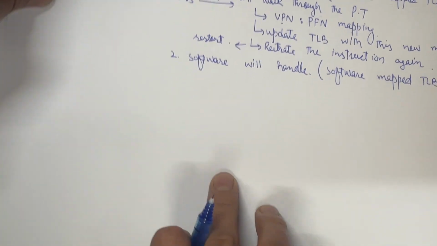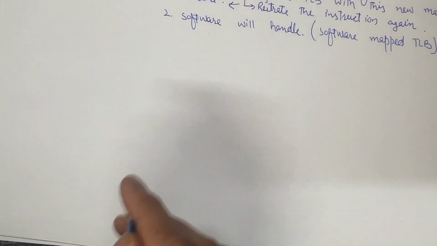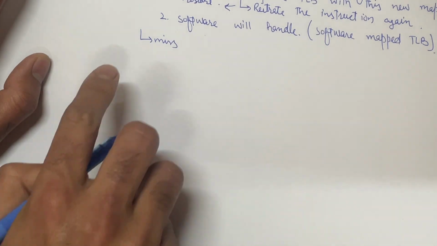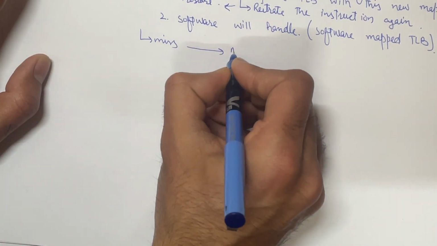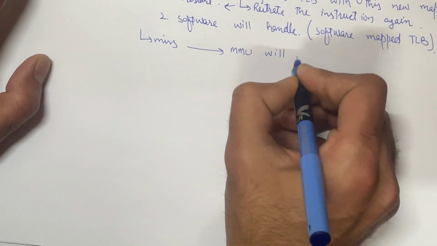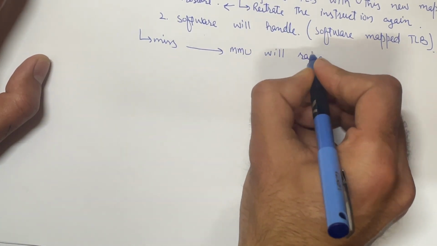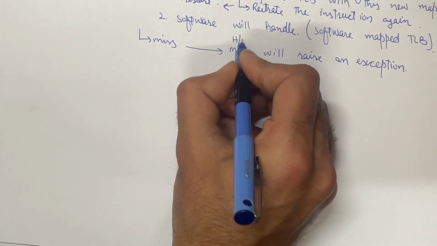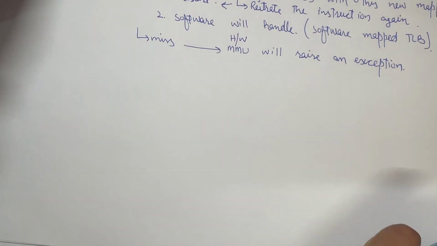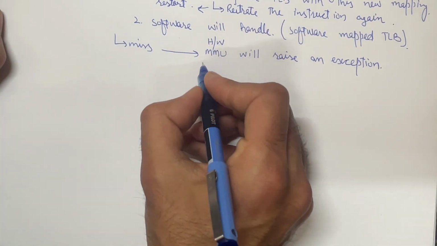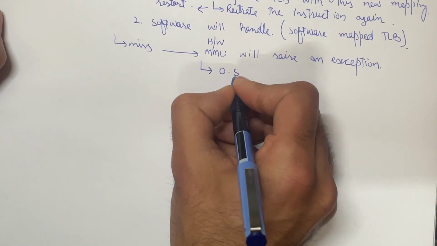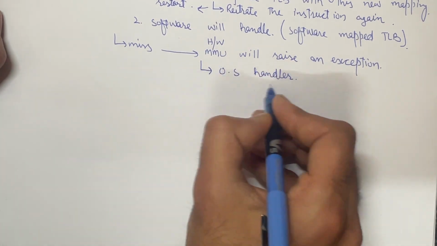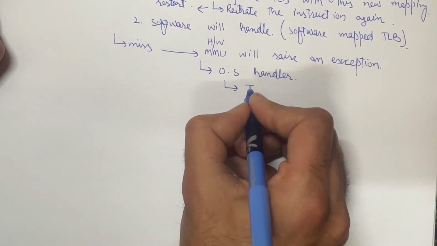Now let's go to the software mapped TLB. What is happening in the software TLB? There is a miss in the TLB. When there is a miss in the TLB, the MMU will raise an exception. MMU is hardware, so that means hardware is raising an exception. And we already know whenever hardware raises an exception, this exception is handled by an operating system handler. In the operating system, there will be one handler that is handling the TLB miss.